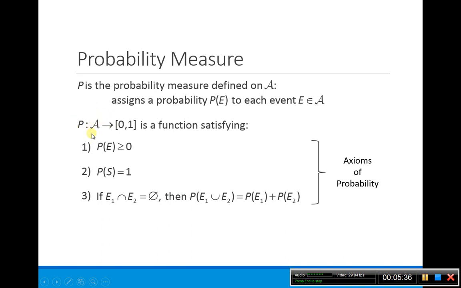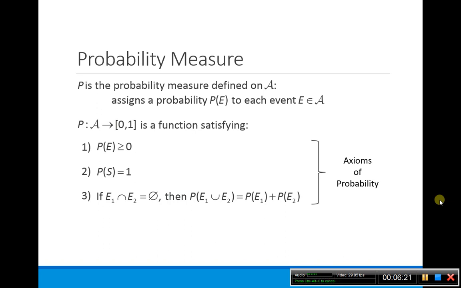P goes from our event space to [0, 1], so the probability has to be less than or equal to 1. But the probability of any event is always greater than or equal to 0. The probability can be equal to 0, so there could be an event that cannot happen. The probability of the entire sample space would be 1. And if you have two disjoint sets, E1 and E2, then you look at the probability of the union by just summing each of their individual probabilities. So these three axioms are called the axioms of probability, and we'll be looking at a lot of different rules for probability measure using these axioms of probability.